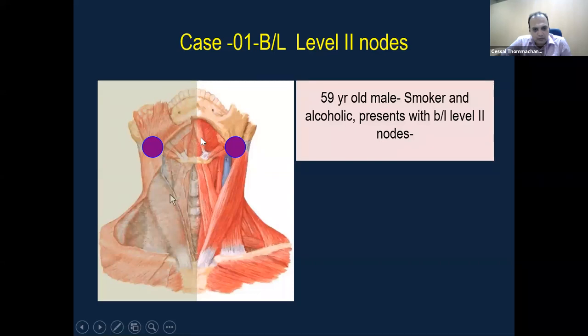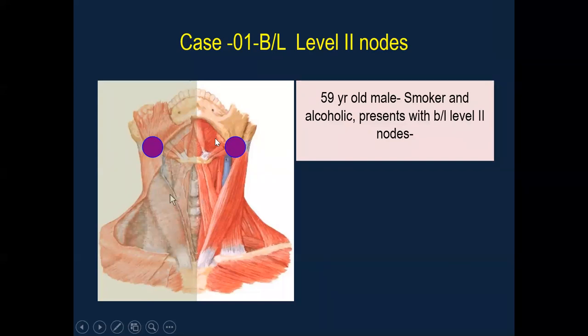And between the two bellies, you have, and this is the mandible. So this is a triangle that is called the submandibular triangle, between the two bellies of the digastric, containing the submandibular gland. This is the submandibular region, that is level 1.